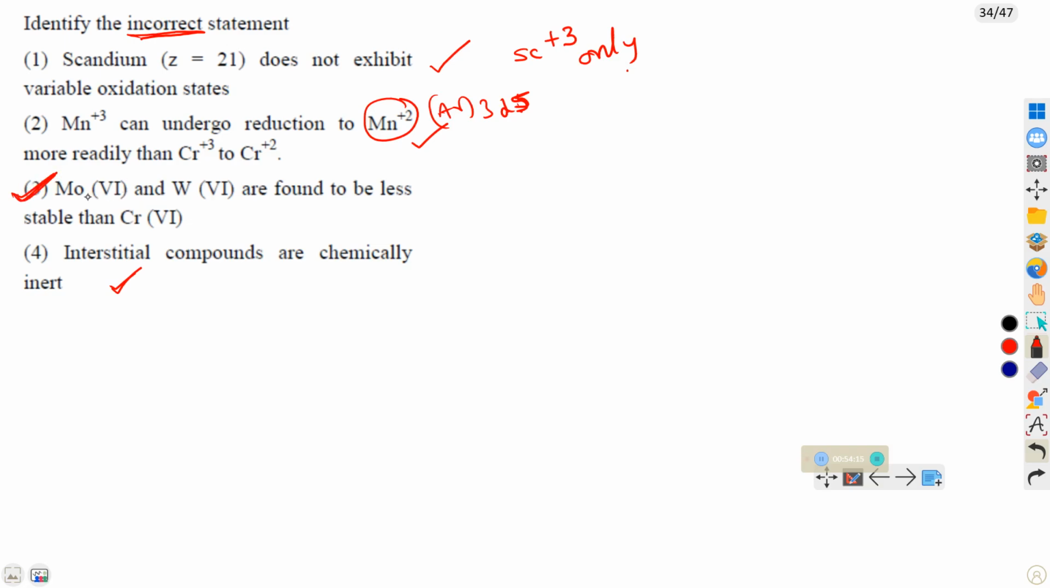So the incorrect statement is this one. What is given? Molybdenum 6 and tungsten 6 are found to be less stable than chromium 6. Wrong. Not less stable, those are more stable. Why? Because groups 4, 5, 6 are stable.